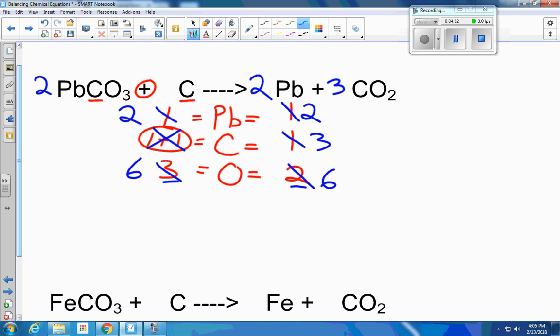Now let's take a look. I have 3 carbon on the product side, and now I'm going to do a total of my carbon on the reactant side. 2 times 1 carbon is 2, plus 1 more carbon gives me a total of 3. This is a balanced equation. Let's try another problem very similar to this.